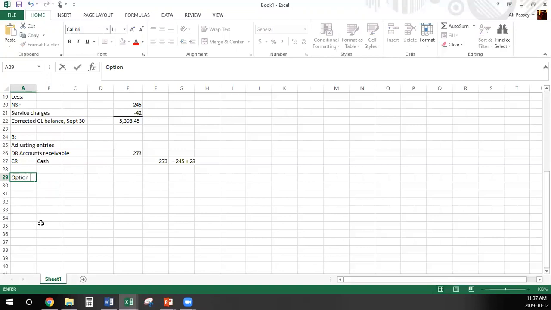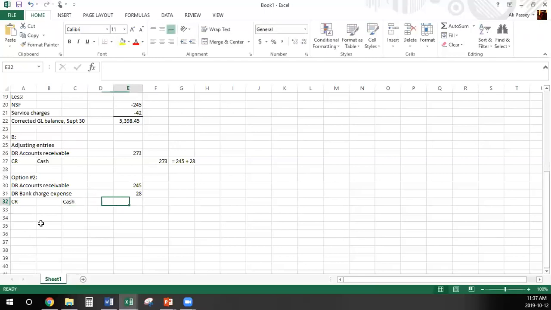The other option would be if they're not going to charge that $28 through to the customer, then they would set up the accounts receivable for the original amount, which it says was $245. And the NSF check charge of $28 would go to bank charge expense. And you would still credit cash for that $273, since that's what came out of our bank account.